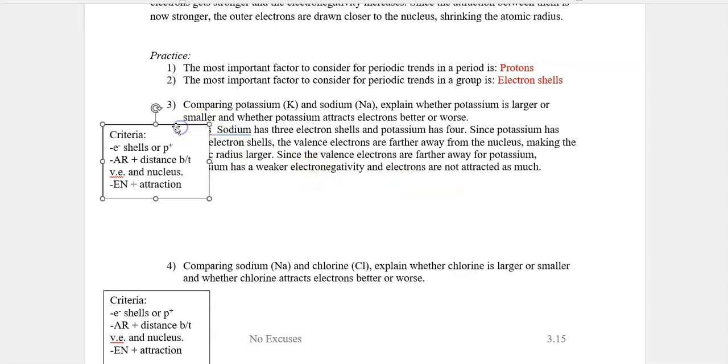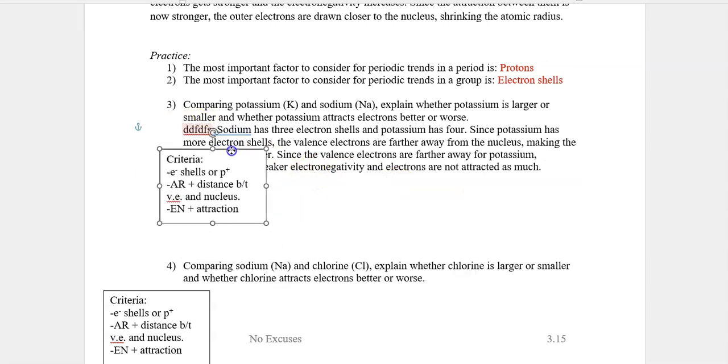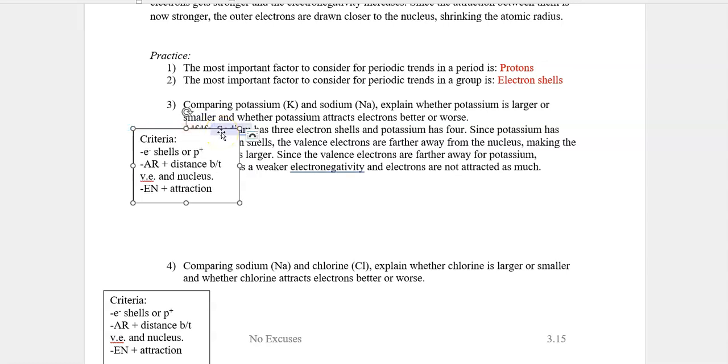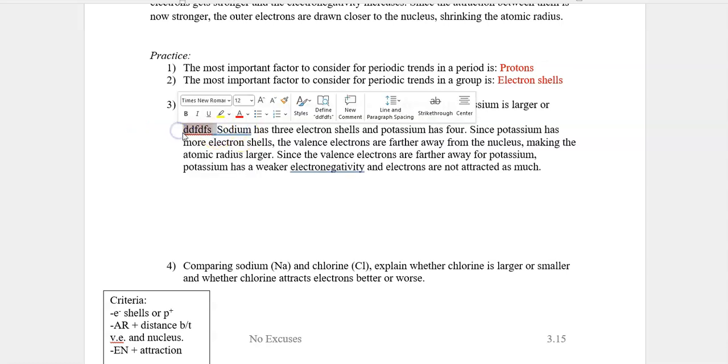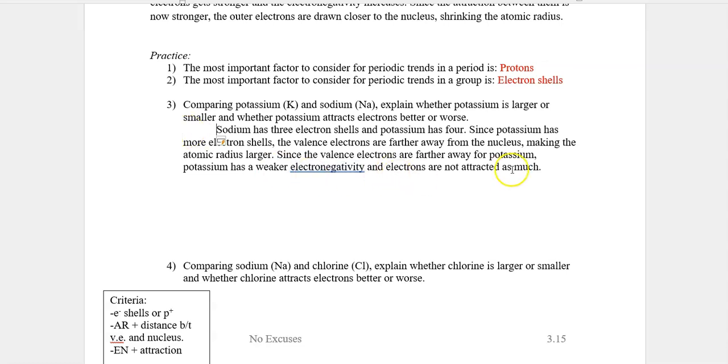Okay, what is going on with my text box here? You know what, I'm just gonna delete it because at this point we already have the answer right here.